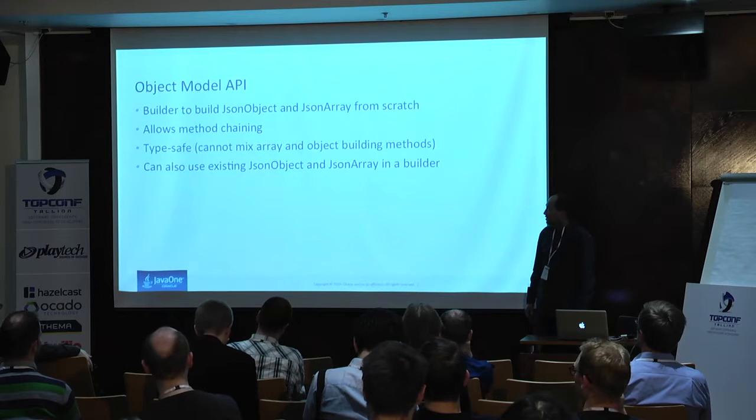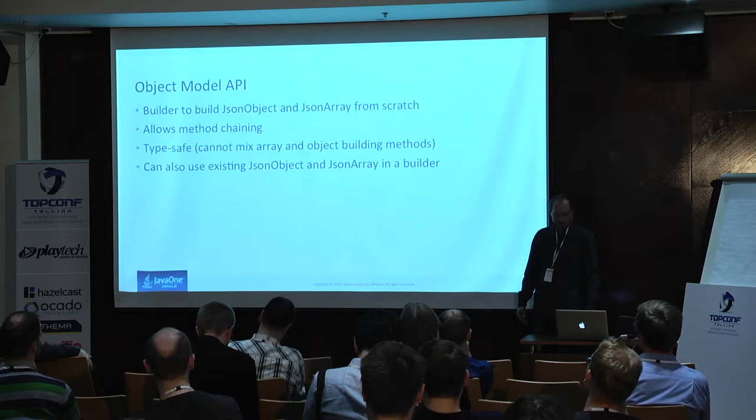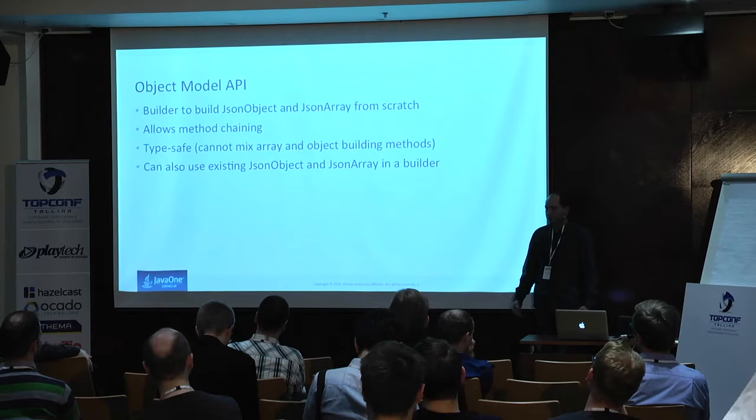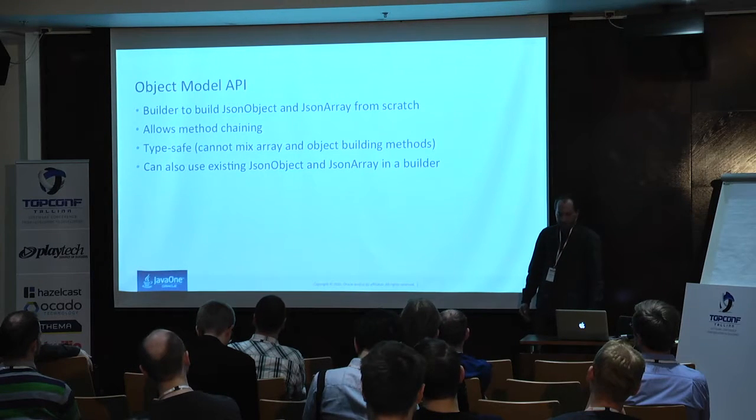Another set of APIs is Object Model API. It offers builders to build JSON object and JSON array from scratch. It allows method chaining, it's type safe, and can also use existing JSON objects, JSON arrays in a builder. This is very similar to DOM.